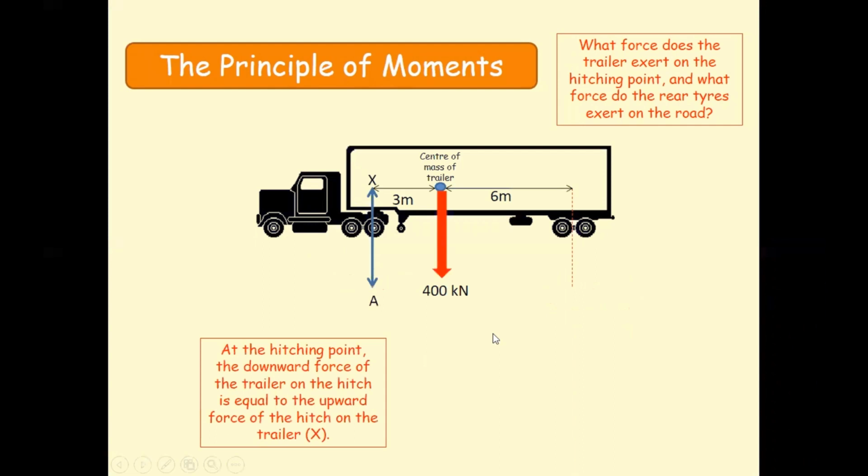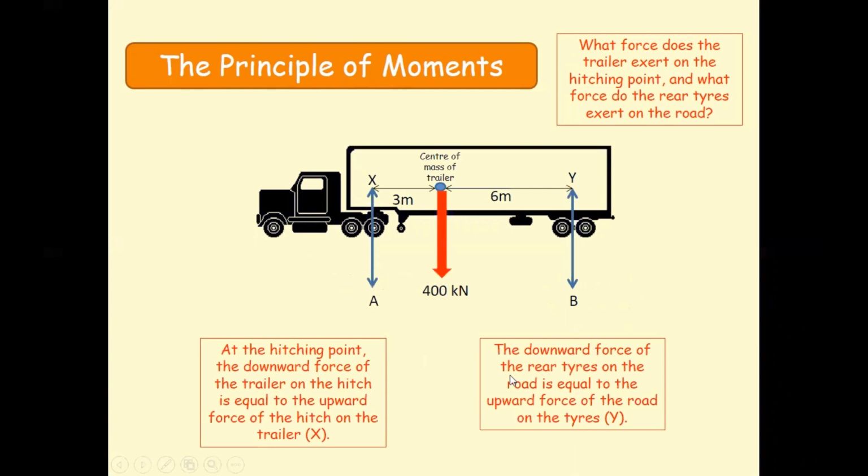Okay. So at the hitching point, the downward force of the trailer on a hitch is equal to the upward force of the hitch on the trailer, so that it can balance. And over here, the downward force of the rear tires on the road must be equal to the upward force of the road on the tires, and they cancel the effect of each other, so that particular body will be in equilibrium according to the principle of moment. The rest of the forces on the one side must balance all the rest of the forces on the other side.